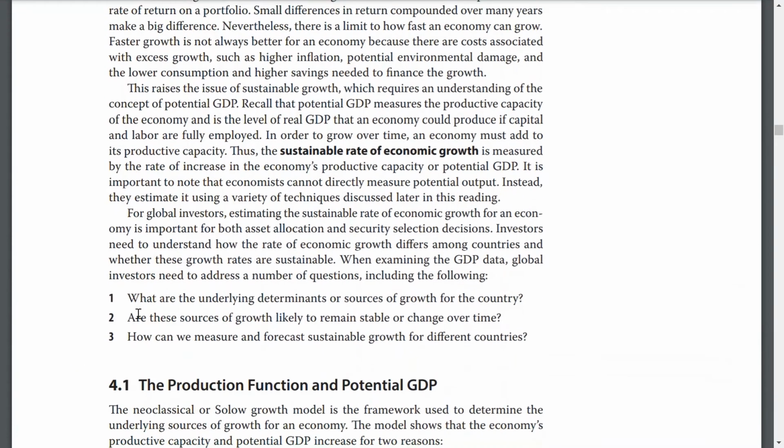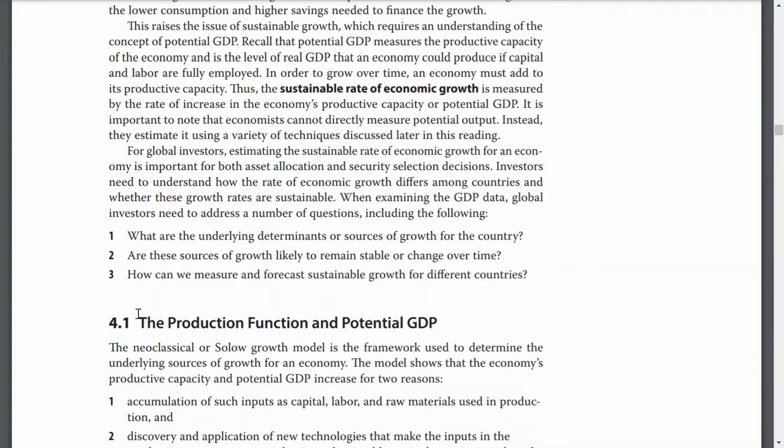In order to grow over time, an economy must add to its productive capacity. Thus, the sustainable rate of economic growth is measured by the rate of increase in the economy's productive capacity, or potential GDP. It is important to note that economists cannot directly measure potential output. Instead, they estimate it using a variety of techniques discussed later in this reading.